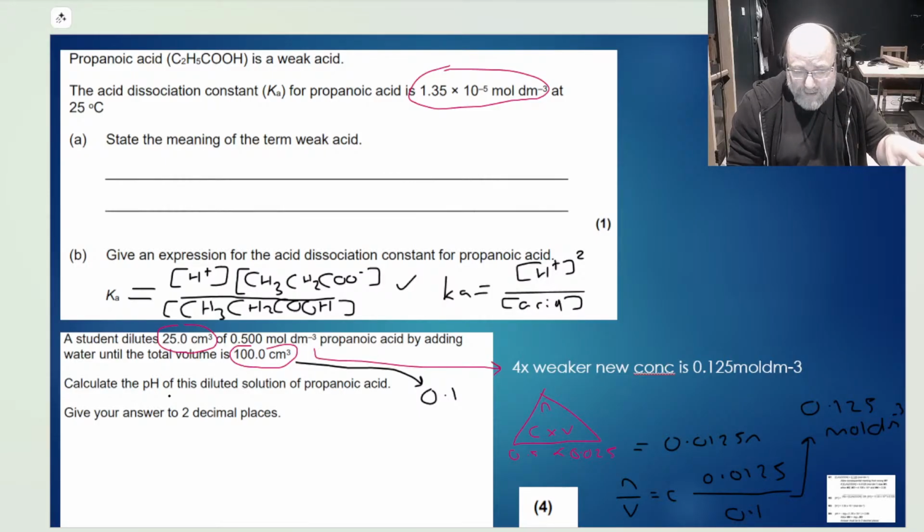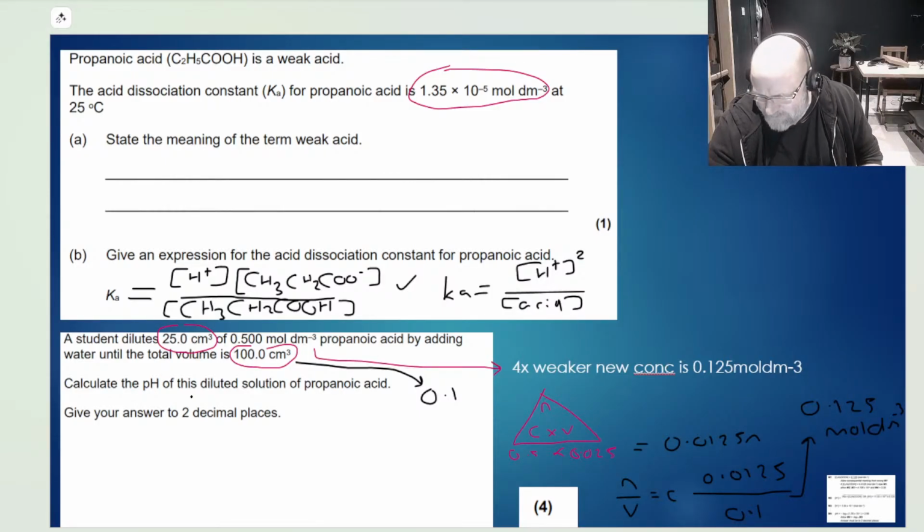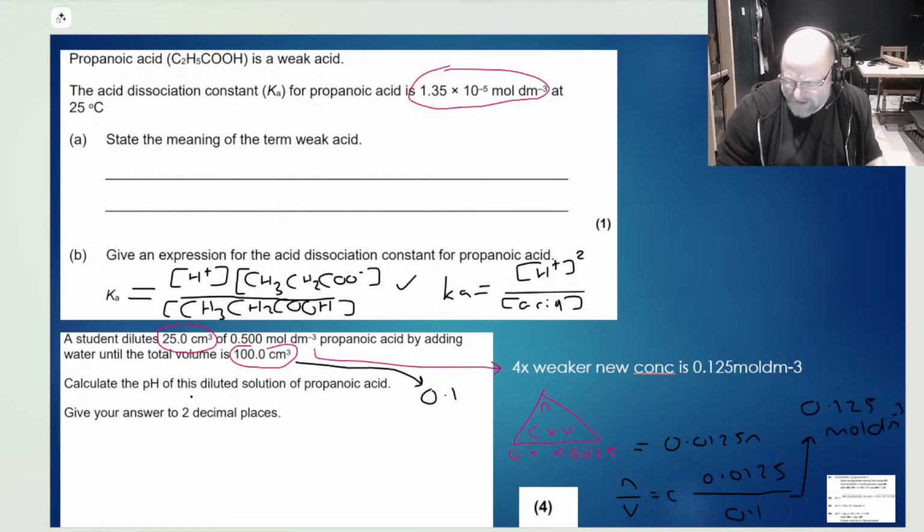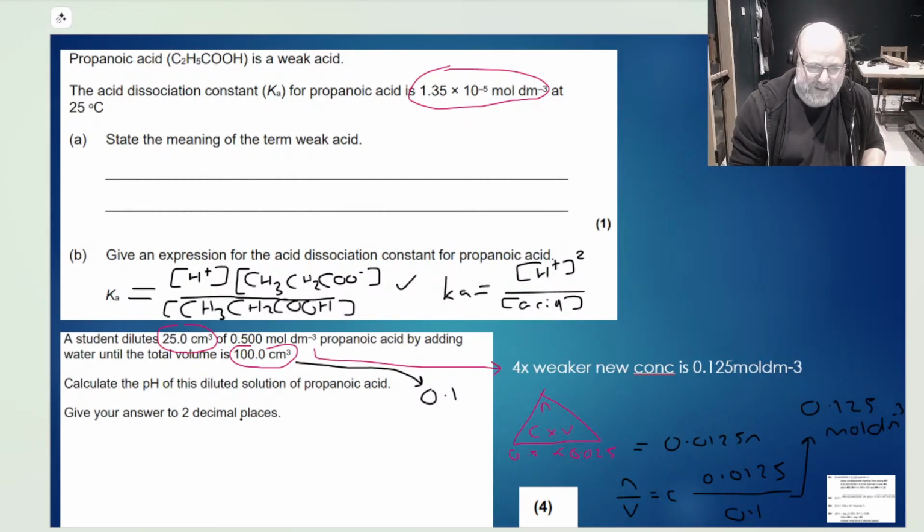Now we know that, guys. Calculate the pH of the propanoic acid. See if you can calculate the pH, okay? Can you get the pH based on the fact that the propanoic acid is 0.125 mole dm minus 3?